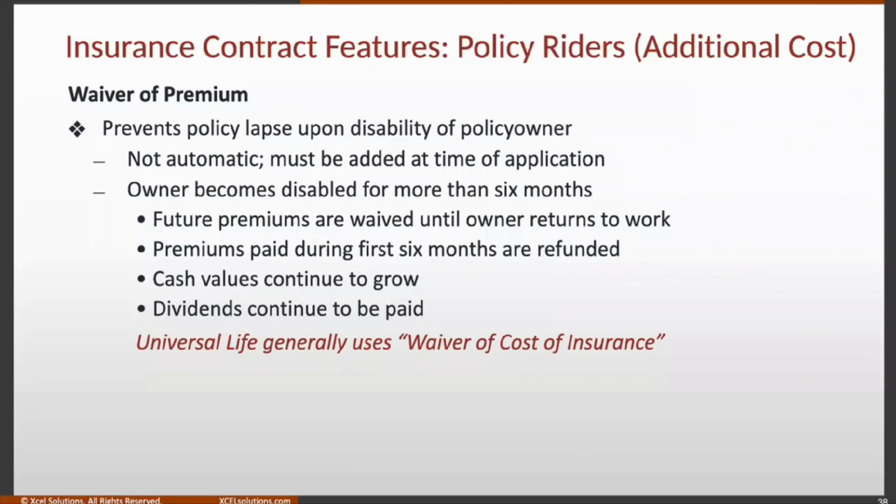Universal Life generally uses what we call a waiver of cost of insurance rider. The reason we don't call it a waiver of premium rider on UL or VL is because when it kicks in on a UL or VL contract, it only pays the cost of insurance plus the monthly administrative fee. It does not pay the whole target premium on UL, and it does not pay the whole scheduled premium on VL.